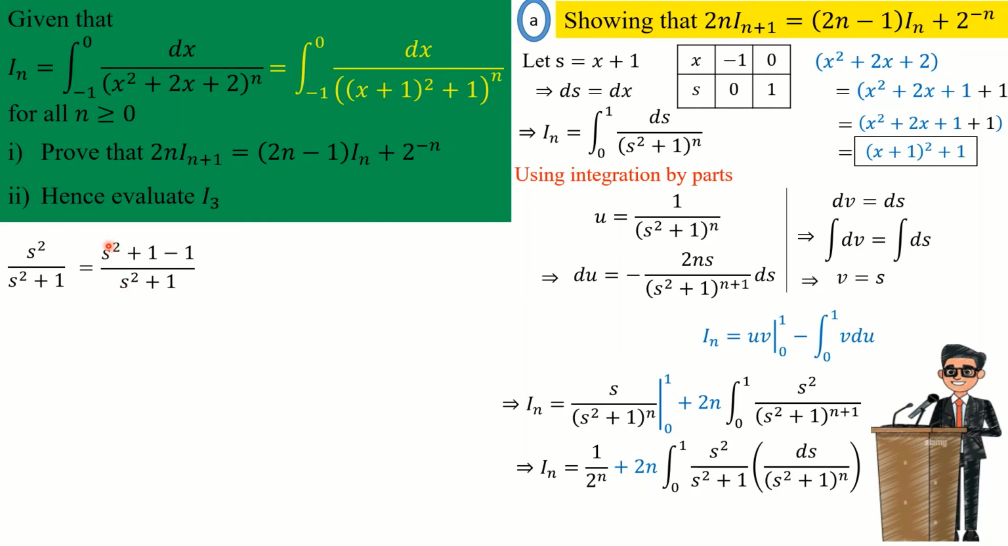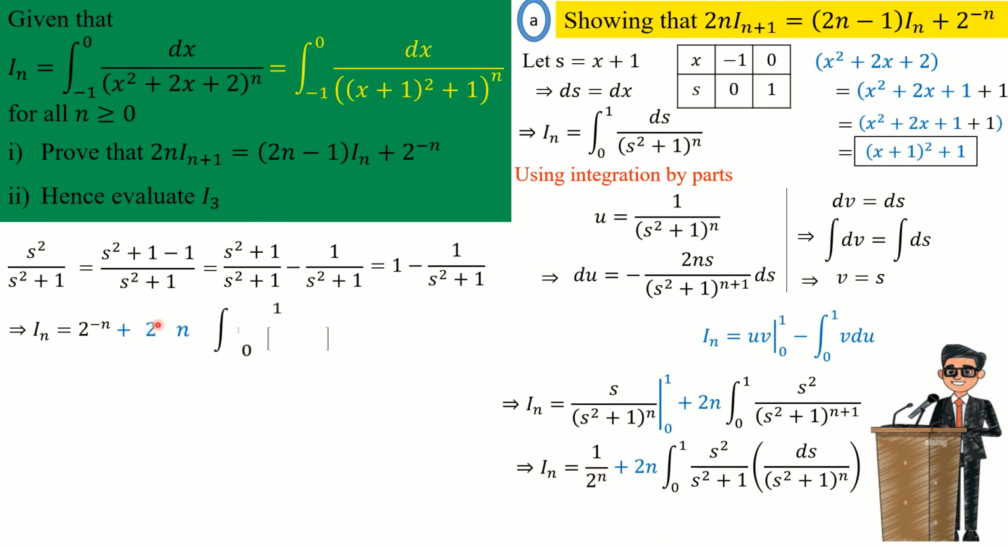Adding and subtracting 1 keeps that intact, because 1 minus 1 is 0. Now we try to group s squared plus 1 to itself, and then negative 1 to itself. They have the same denominator, so we just do the division, and we get s squared plus 1 divided by s squared plus 1, minus 1 divided by s squared plus 1. Now this is going to give us 1, and then this remains intact. So I'm going to replace it here. So it means that my In is 1 over 2 to the n, which is 2 to the negative n, plus 2n times s squared divided by s squared plus 1, which is 1 minus 1 over s squared plus 1, then times this quantity.